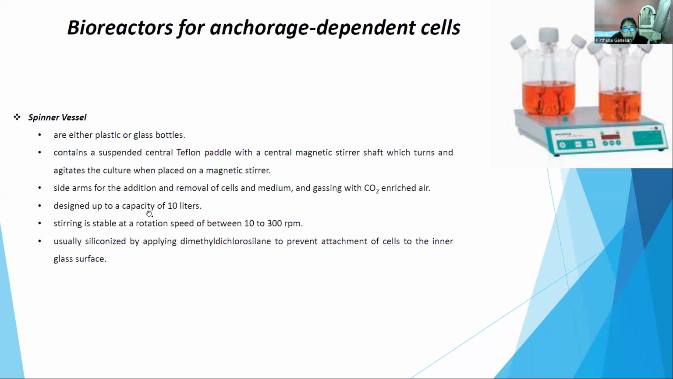It is designed up to a capacity of 10 liters, and the stirring is stable at a rotation speed of between 10 to 300 RPM. It is usually siliconized by applying dimethyldichlorosilane to prevent attachment of cells to the inner glass surface.